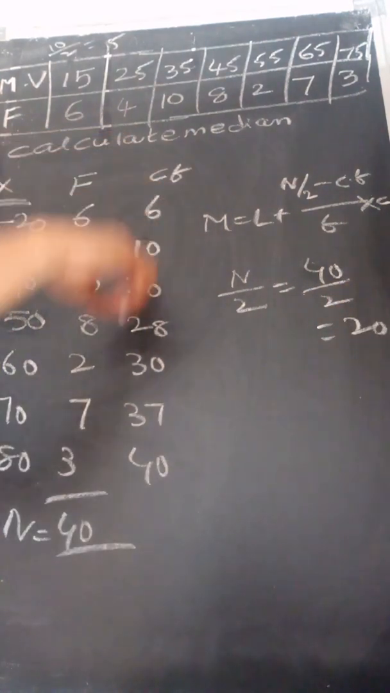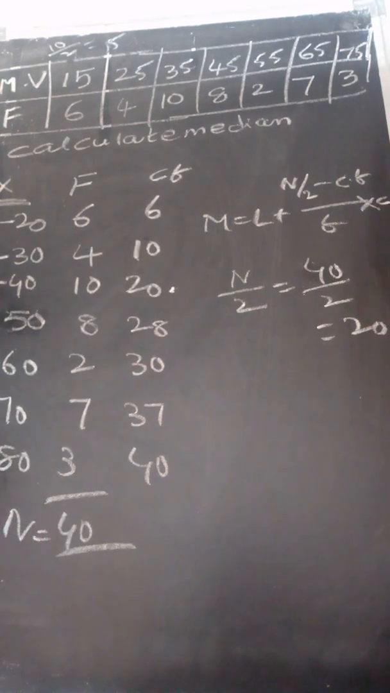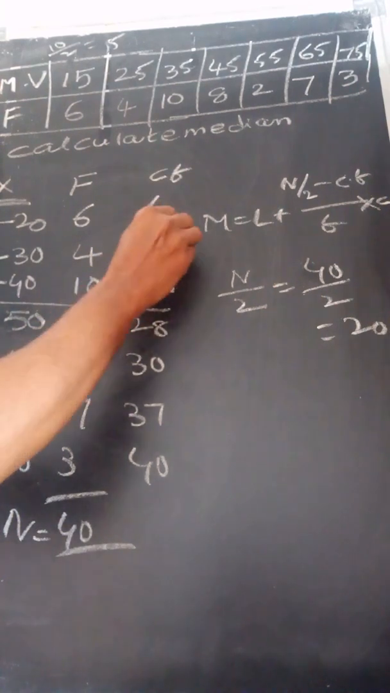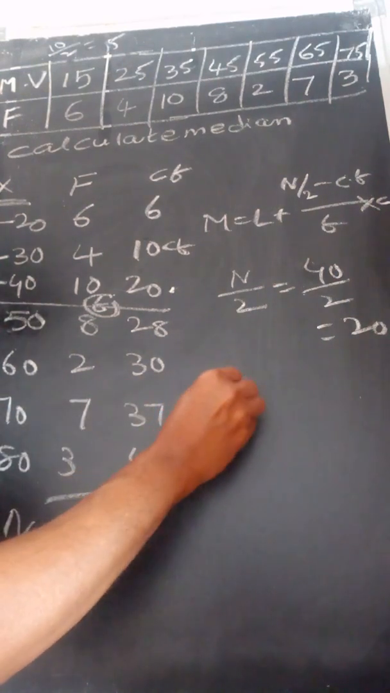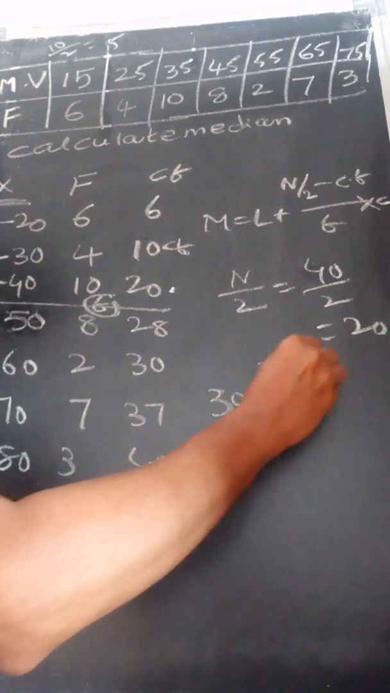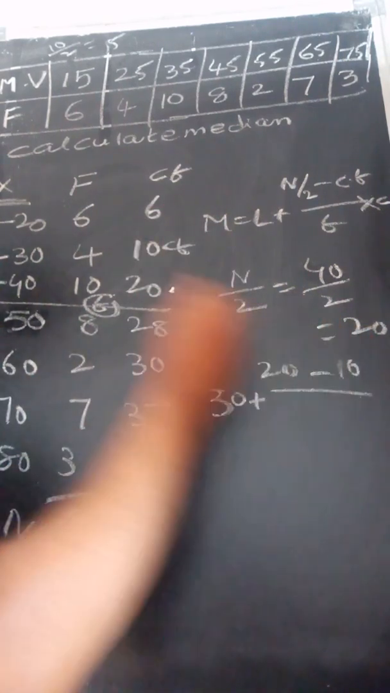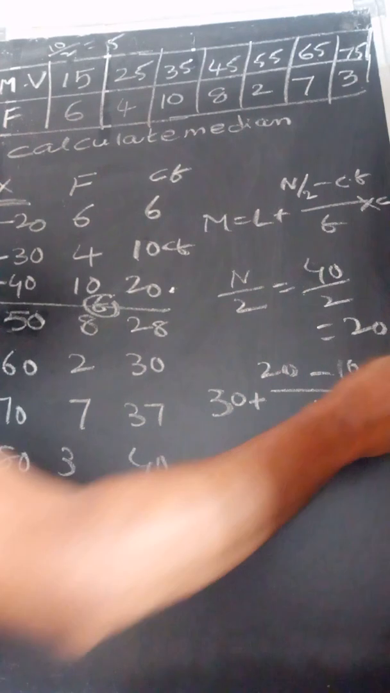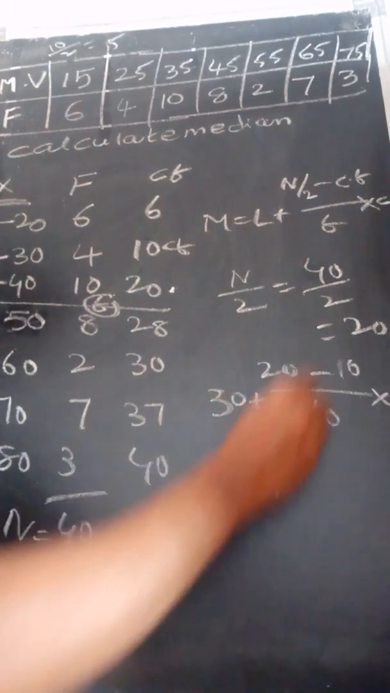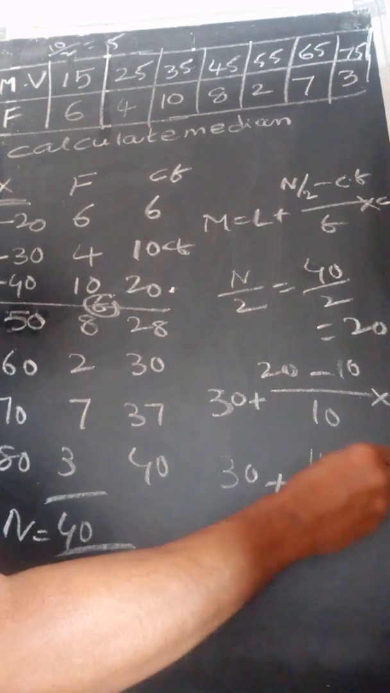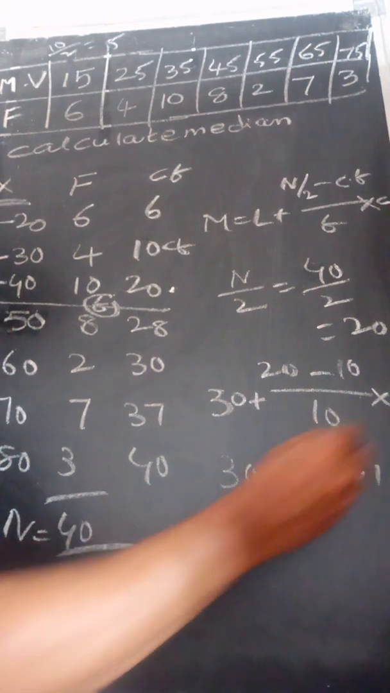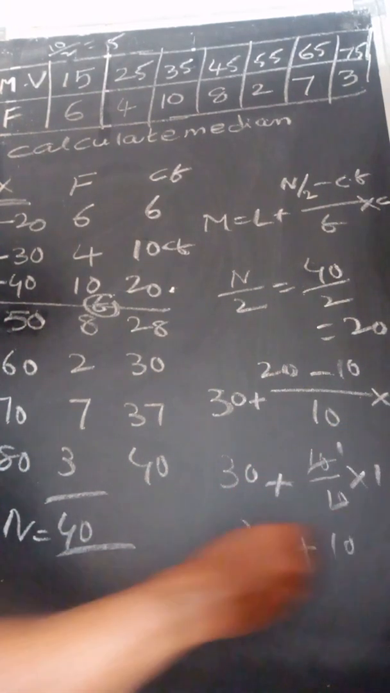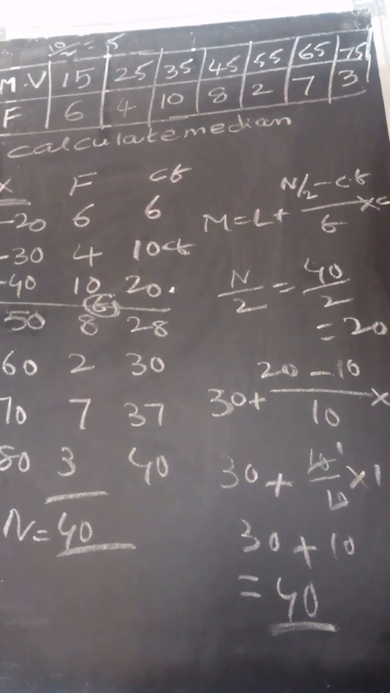Now in the CF I will see where I am going to get 20. Here I am going to get it, so I have to underline this. L is equal to 30, F is 10, and the value above this will become CF. My dear students, substituting here: L 30 plus n by 2 means 20 minus CF 10, by F is equal to 10, into class interval 10. Then 30 plus 20 minus 10 means 10 by 10 into 10. 10 by 10 means 1, 1 into 10 is 10, 30 plus 10. How much did I get? 40 I got. 40 is the answer.